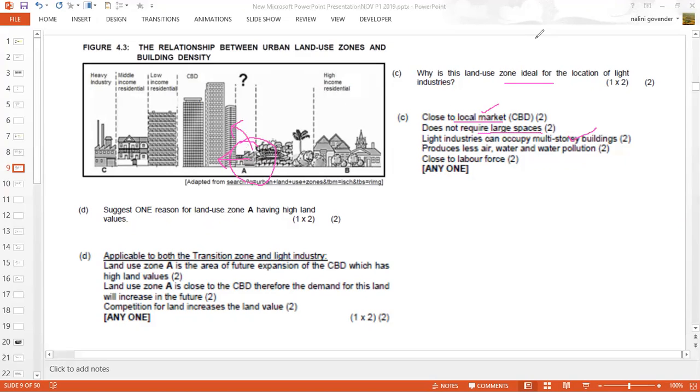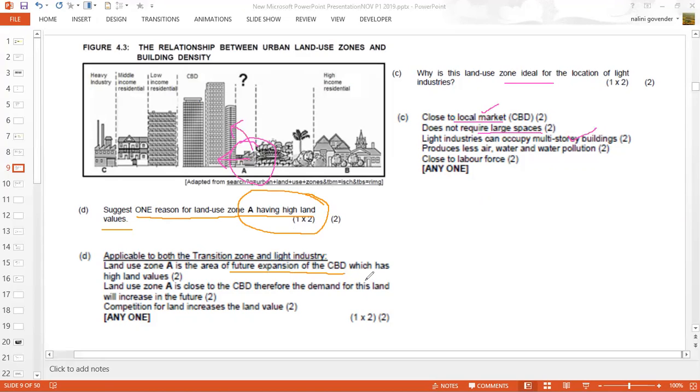The next question we now go on to, we're now looking at question D, and let's see what we're looking for. Let's get a new color onto this here. We're saying, give one reason for this land use zone having high land values. Now, you know, the buildings are old. Buildings are dilapidated. There's graffiti on the walls. There are social evils that prevail in this area. Yet, the land values are fairly high. The land values are high because this is the future CBD.